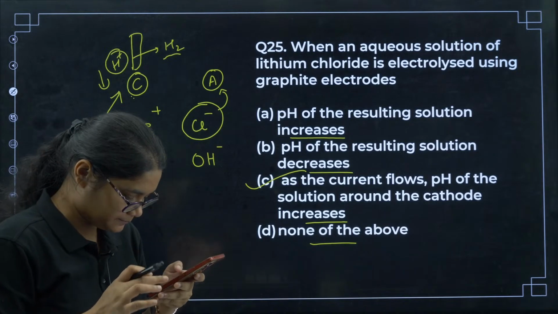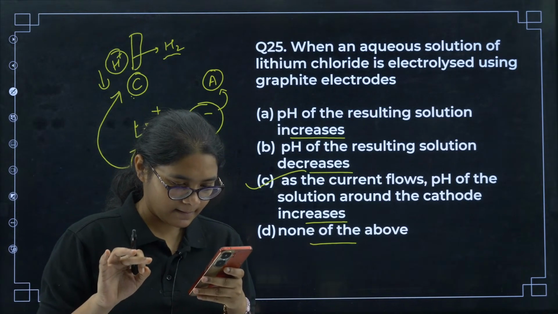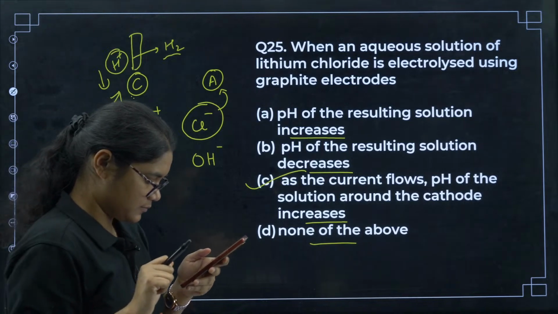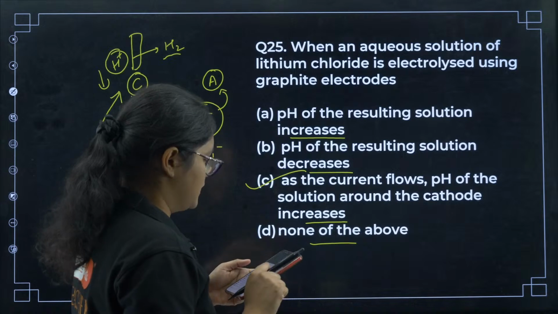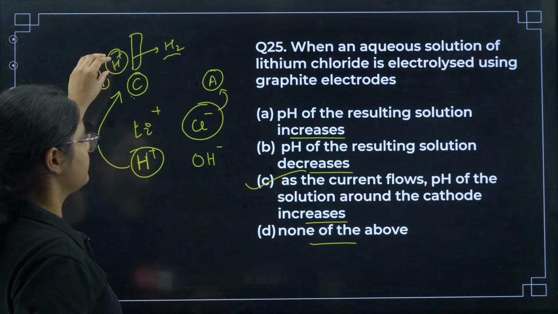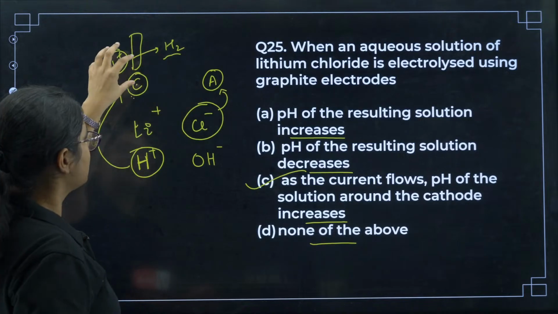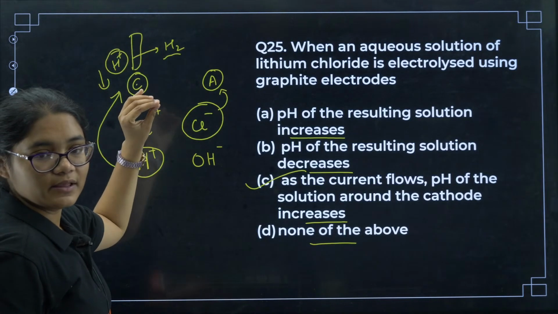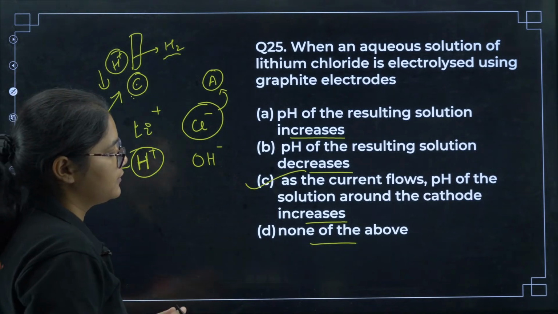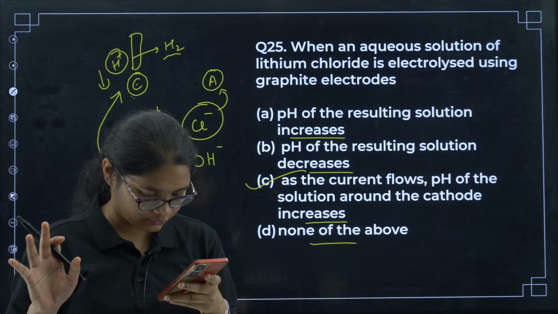Is it clear to everyone? 25th question, is it clear to everyone? Let me know. Yes, please let me know, students. Is this question clear? H plus is moving here, right? H plus concentration will gather here and get converted to H2. So near the cathode H plus concentration is decreasing. That means pH will increase. Yes, students, please let me know. I hope this question is clear to all of you.